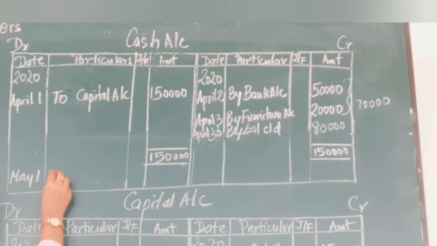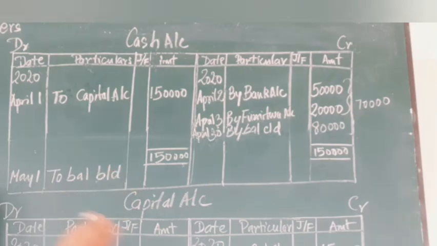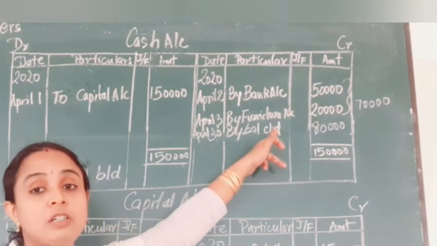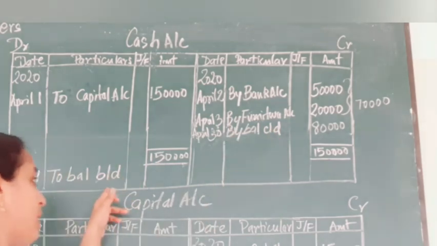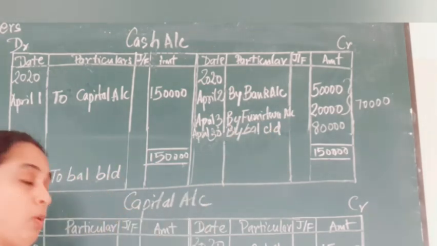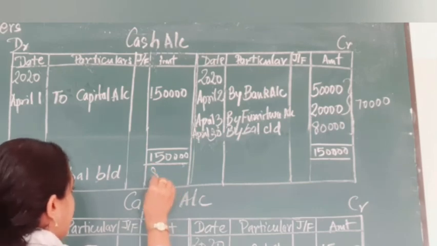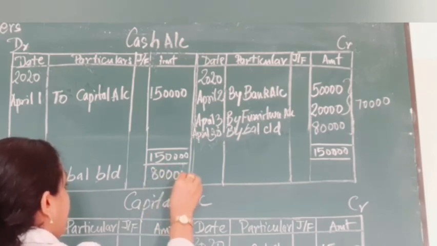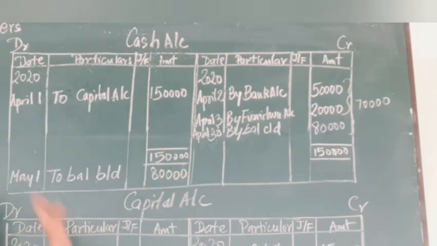What are you supposed to write here? Here you can write to balance brought down. Brought down, you are bringing it down. Here you are using the word carried down, and here you are supposed to use the word brought down. So the same amount, 80,000, is the amount which you are bringing down. So this is how you have to close this account.